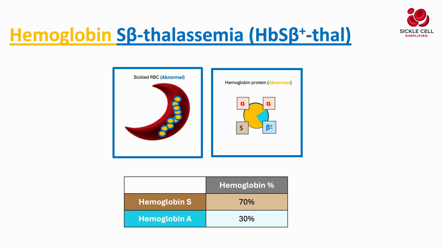Because these patients have some production of hemoglobin A, typically it brings down the percentage of hemoglobin S. A typical patient with hemoglobin Sβ+ thalassemia would have a hemoglobin S percentage of about 70 with a hemoglobin A percentage of about 30.